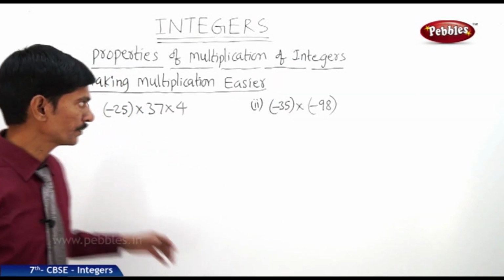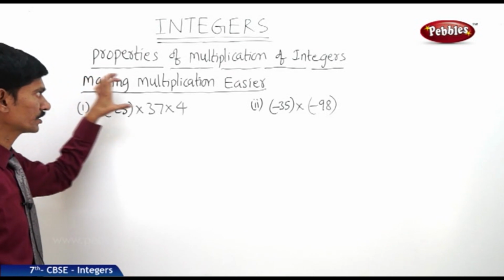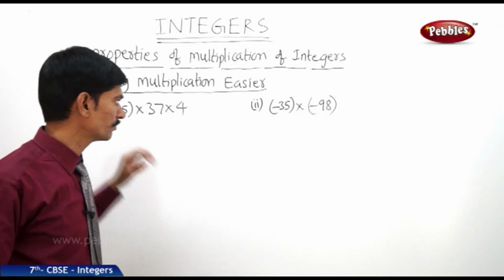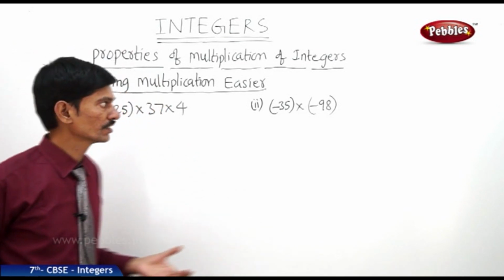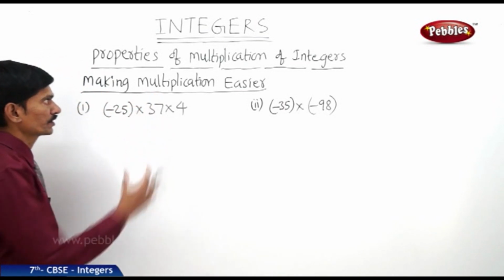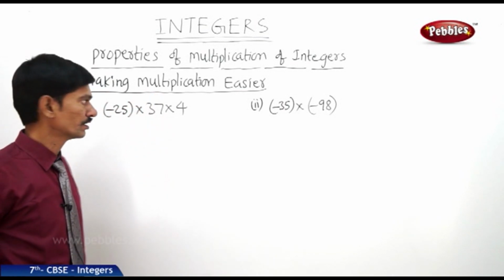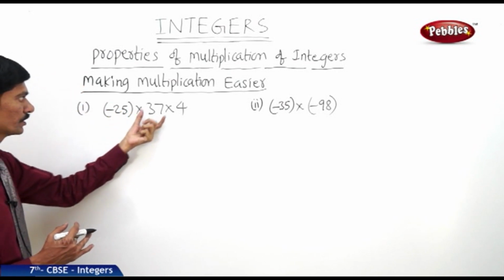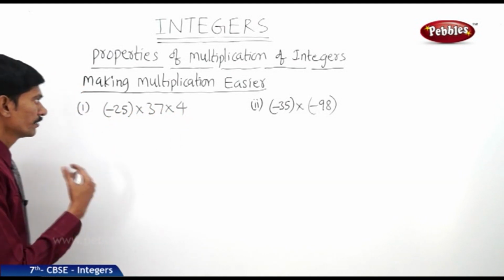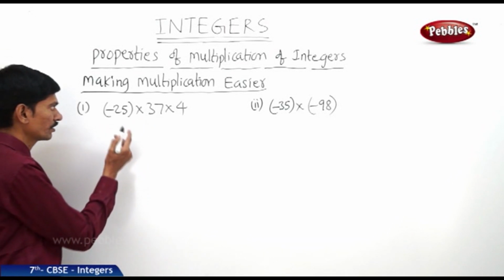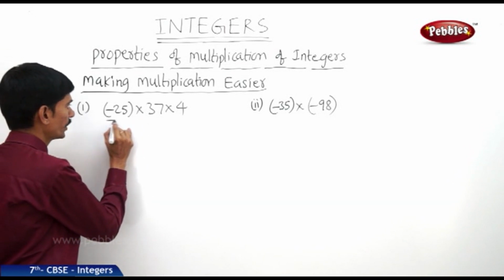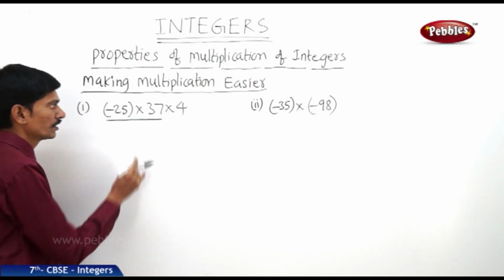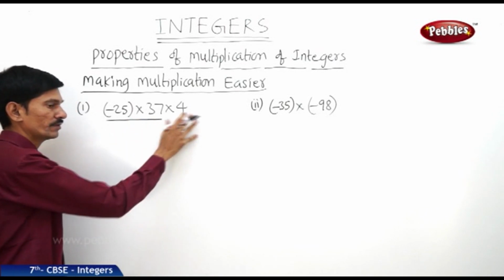Now let us see the next topic, making multiplication easier. Means how to make the multiplication process easier by using the properties of multiplication of integers. Now let us see the first question, minus 25 into 37 into 4. If you multiply these three integers, actually first you have to multiply minus 25 and 37. Then this product is multiplied by 4.